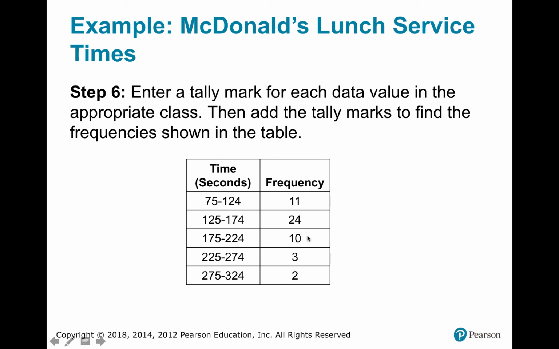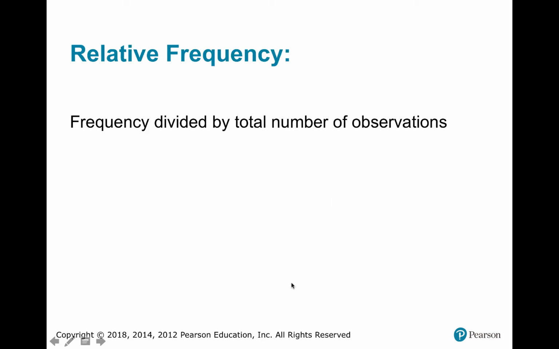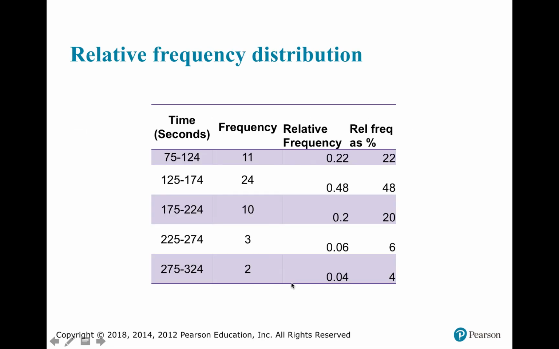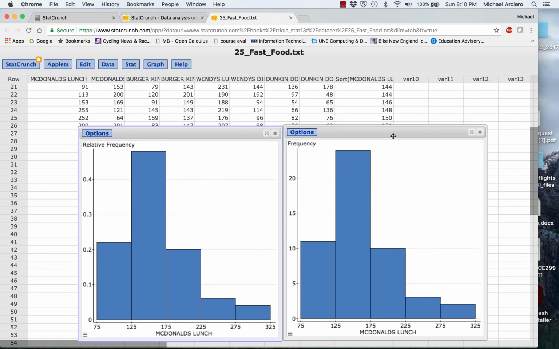If we divide each of these numbers by 50, we get what's called the relative frequency. Okay, and we can also plot a relative frequency distribution. The numbers over here are just the frequencies divided by 50. All right, and then we can express those as a percent if we like. The histogram is going to look exactly the same, and I've done that in StatCrunch. You can see these two histograms look exactly the same. It's just the vertical axis has been rescaled.